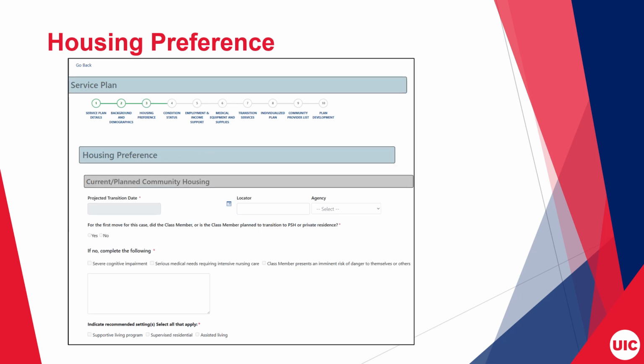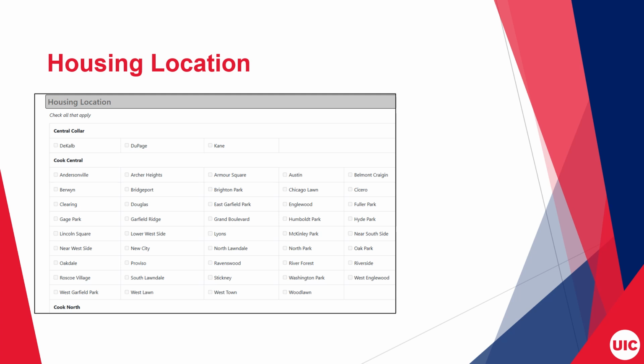Next, you will review housing preferences. This includes information about the projected transition date and the housing locator working with the class member. Planned housing type and reasoning for non-PSH options will also be documented here. This is important to establish how consent decree standards are being addressed. Select the class member's preferred geographical location from the housing location table. Check all that apply.